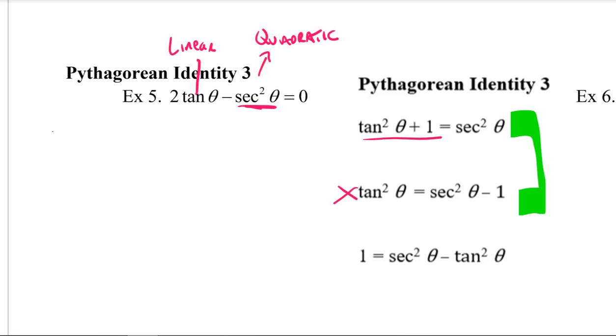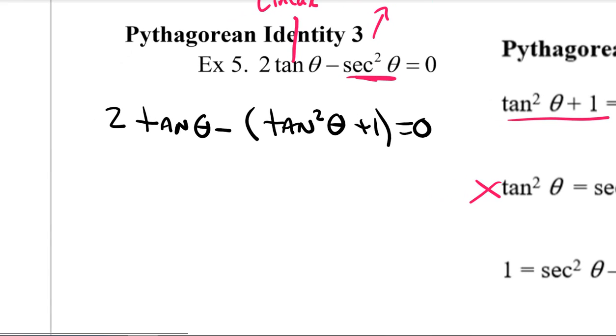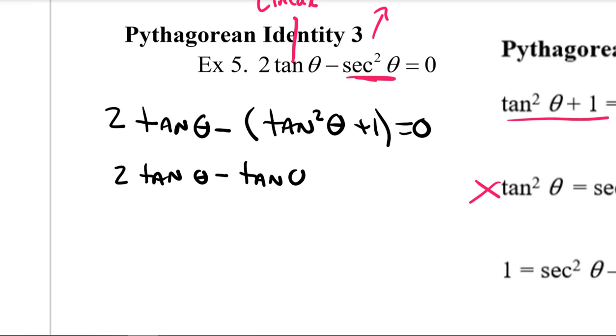When we do that, really take your time because we've got a minus sign in front of it. So we'll have 2 tangent of theta minus, and then put parentheses, tan squared theta plus 1 equals 0. We'll start out with this. Now we'll distribute that negative sign and get rid of it. So we'll have 2 tangent theta minus tan squared theta, and plus 1 changes to minus 1 when we distribute, equal to 0.